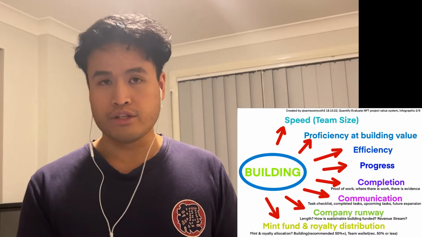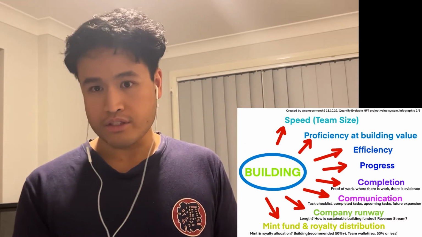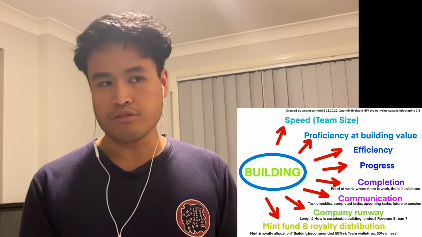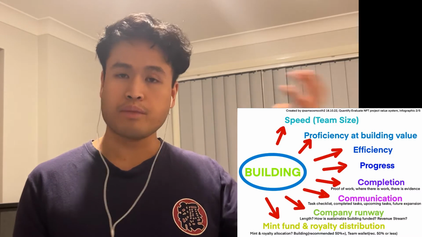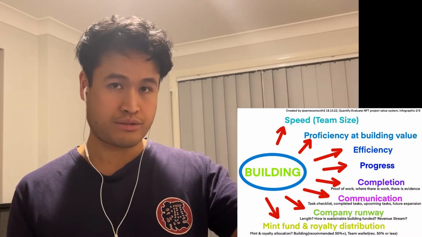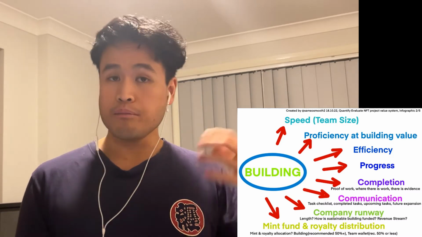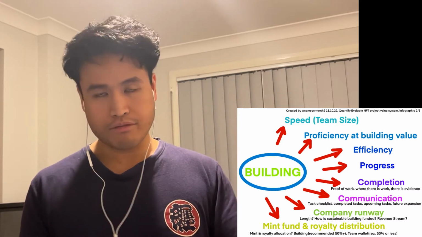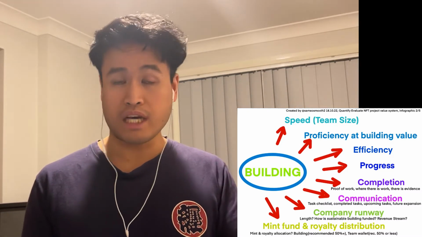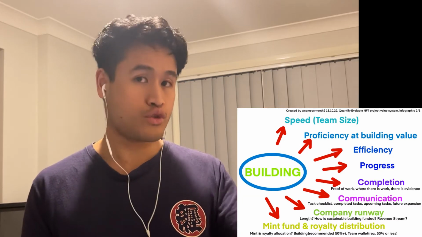Building communication. Do they have a weekly checklist that they've ticked off? Do they have completed tasks? Do they show their upcoming tasks? And do they have a plan for future expansion? Company runway. How long is the company runway? Are they building sustainably, and how is that funded? Do they perhaps have a revenue stream or streams?